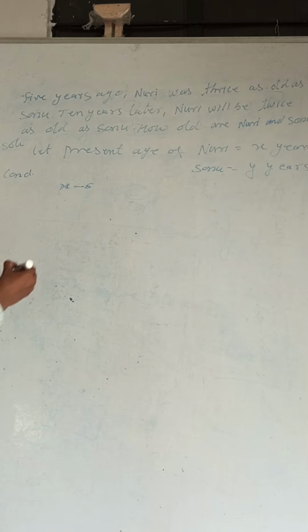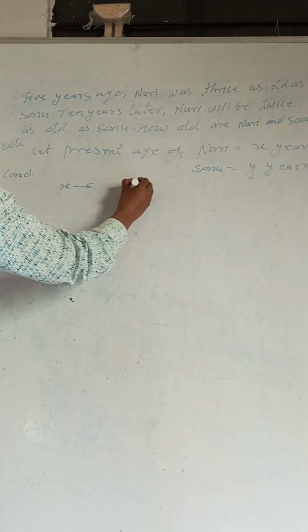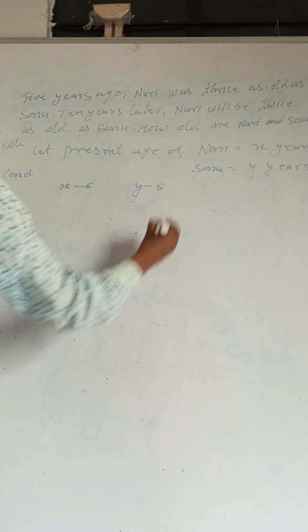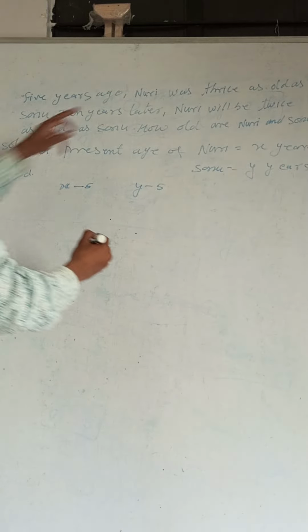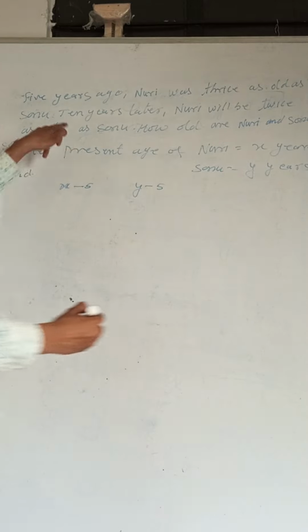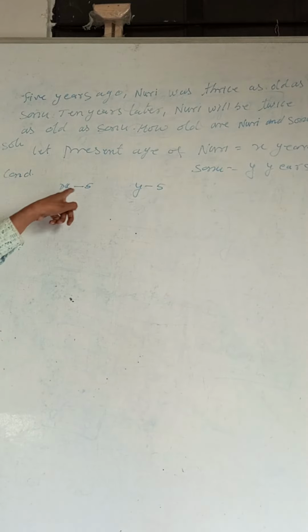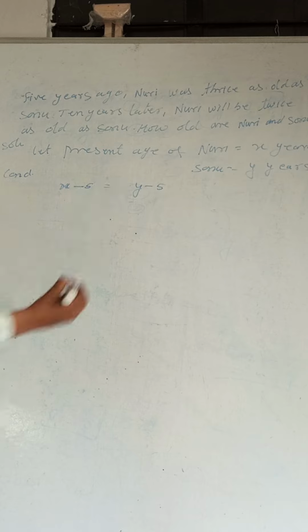X minus 5 years, and similarly y minus 5 years, both are that one. 5 minus done. Thrice as old as Sonu. So this is Sonu. As old as means they are equal. Then thrice Sonu.